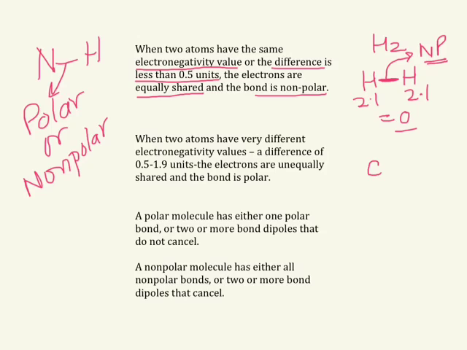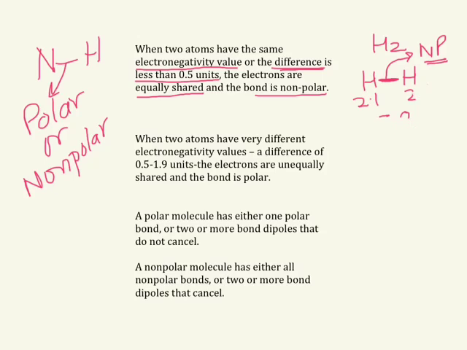Now let's talk about this. Here, carbon and hydrogen. Hydrogen electronegativity is 2.1, carbon is 2.5, the difference is 0.4. And again it says if the difference is less than 0.5, you can ignore that. So that means we are still going to call this bond non-polar. That means electrons are shared equally by carbon and hydrogen.